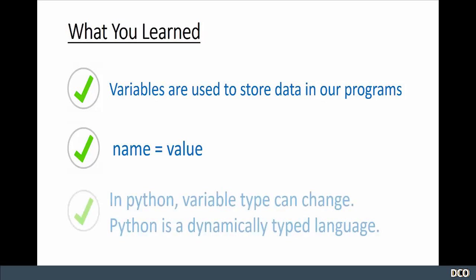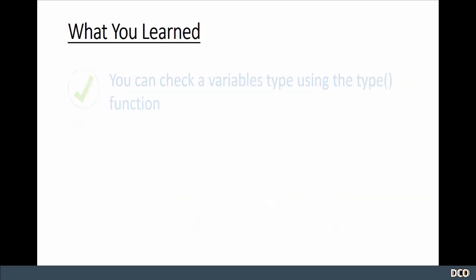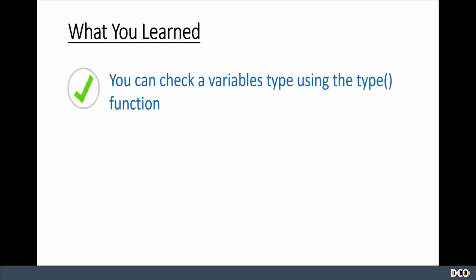You also learned that variables have a certain type, and because Python is a dynamically typed language, this variable type can change dynamically. This is different to languages like C and Java, which are statically typed languages and don't let you do this. You can check a variable's type by using the type function, which makes complete sense, right?